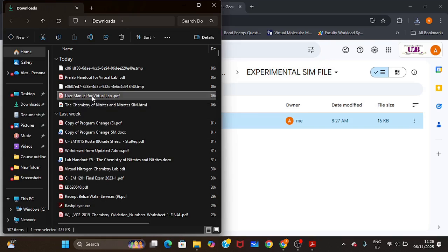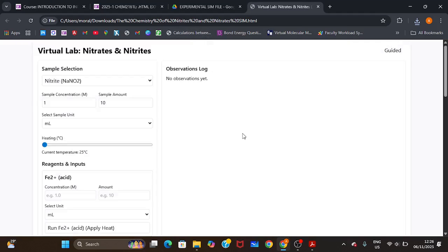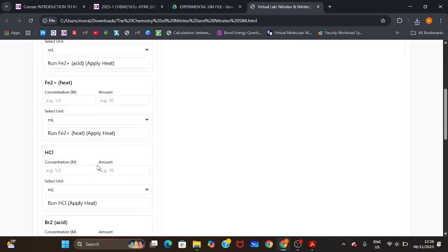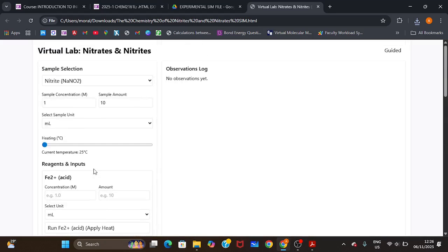All right. So you have the 3 files that you downloaded. Once you're at this point, you go ahead and open the HTML file. Once you open the simulation, this is what you should be looking at. You have plenty of stuff as you scroll down, and this is what you will be expected to use to get your results.